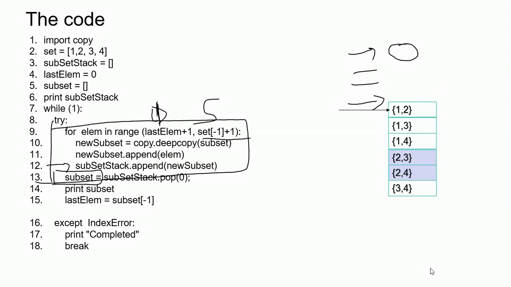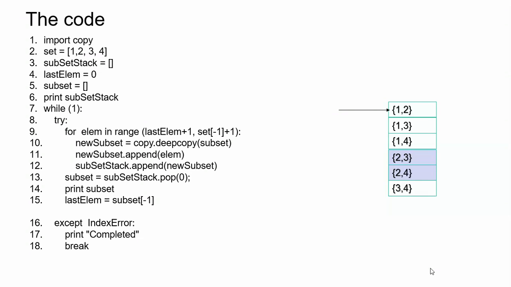Now 1, 2. Let's see how 1, 2 works. Let me clear off this. So now the subset is 1, 2. It prints 1, 2. What is the last element of subset? It is subset[-1], which is 2. So in this iteration, last element takes the value of 2.